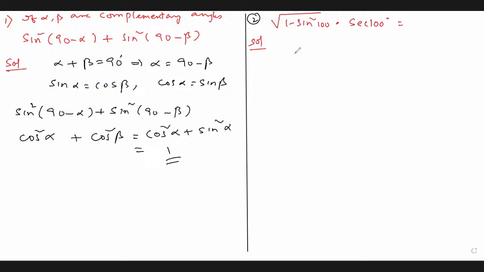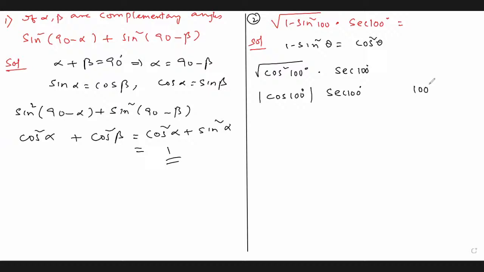See, you are having one formula in trigonometric ratios: 1 minus sine square theta is equal to cos square theta, right? So you can write this one as root of cos square 100 into secant 100. Under root, so root and square get cancelled. You are going to get cos 100 into secant 100.